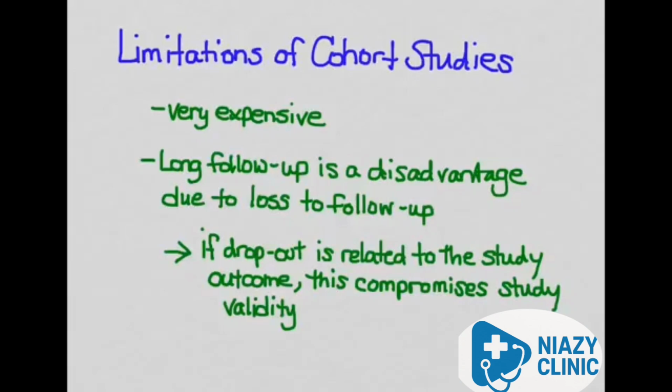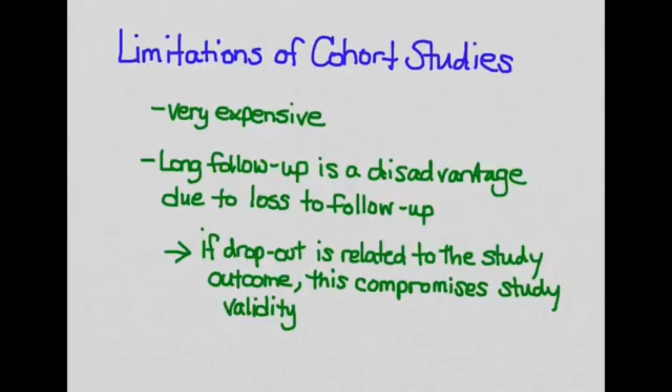So if dropout from the study is related to the study outcome and/or the exposure, this compromises the study because you may have differential dropout in each arm, and therefore it compromises your ability to see the true relationship between the exposure and the outcome.